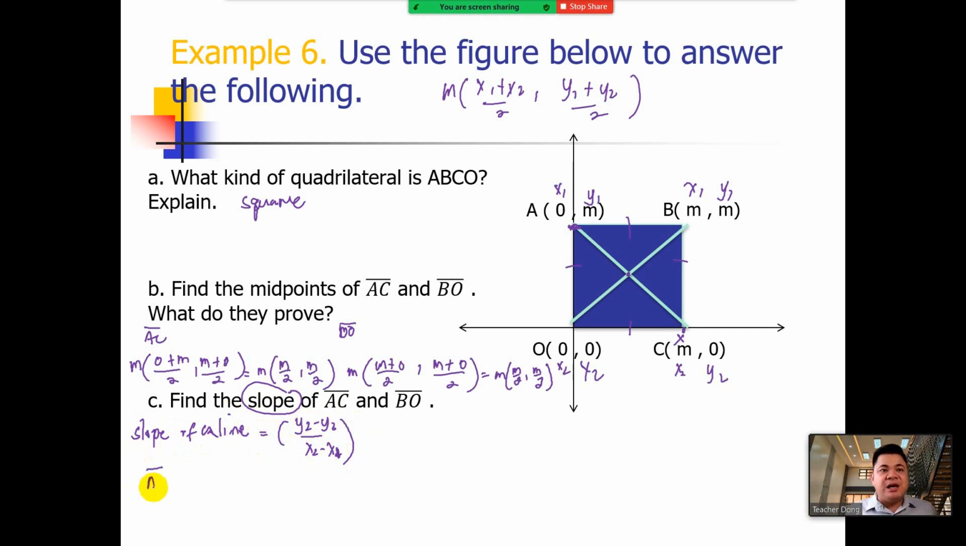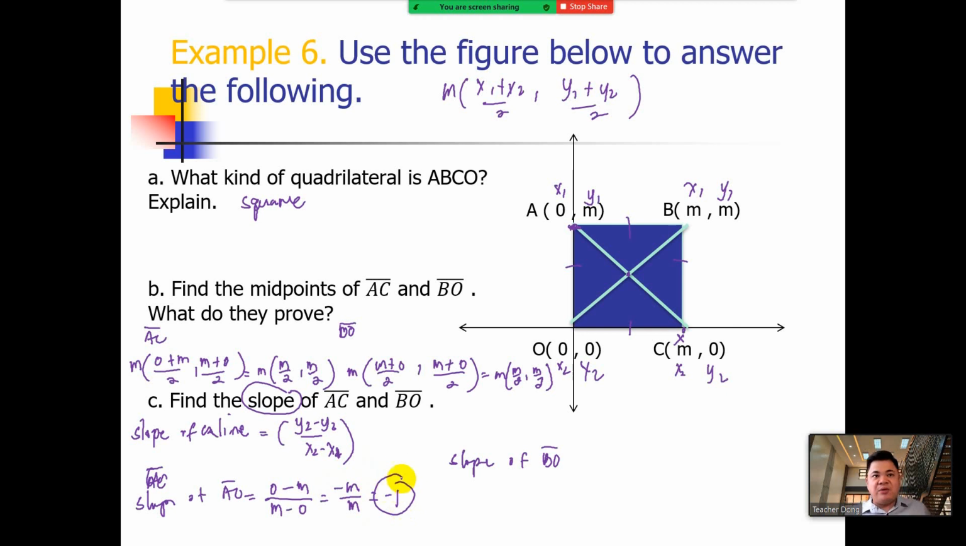Now we need to look for the slope of AC. And we need to look also for the slope of BO. Let's see. Now for AC, okay, same thing, your y sub 2 for AC is 0 minus your y sub 1 which is m, over your x sub 2 which is m minus your x sub 1 which is 0. So 0 minus m is negative m, and then m minus 0 is m. So negative m divided by m is negative 1. M divided by m is 1, and then it has a negative, so negative 1.